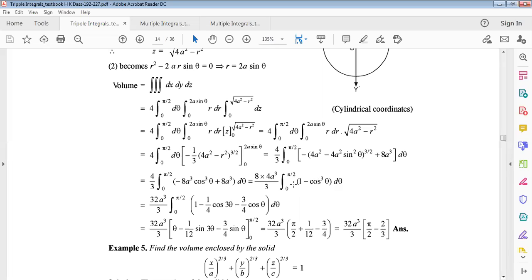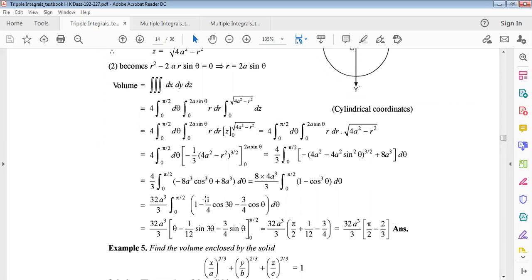If we take 4 cos cube theta, there is a formula of trigonometry: 4 cos cube theta equals 3 cos theta minus cos 3 theta. Taking 1 by 4 here, then we can multiply by 4. Then cos cube theta will be 1 by 4 cos 3 theta minus 3 by 4 cos theta. This is a trigonometric formula, then we can integrate easily.